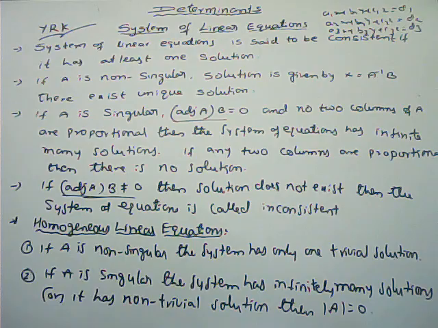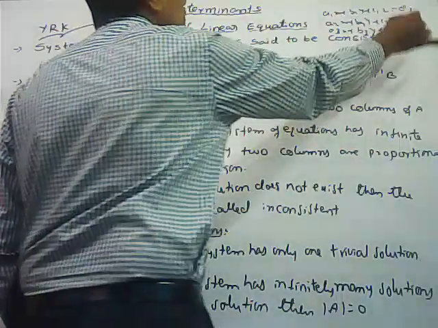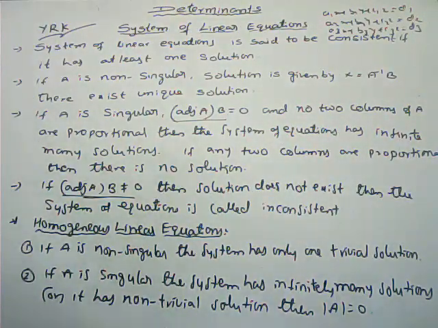What about homogeneous linear equations? Everywhere the constant term should be equal to 0. Here d1 equals d2 equals d3 equals 0. Then a1x plus b1y plus c1z equals 0, a2x plus b2y plus c2z equals 0, a3x plus b3y plus c3z equals 0. Those we say homogeneous linear equations.